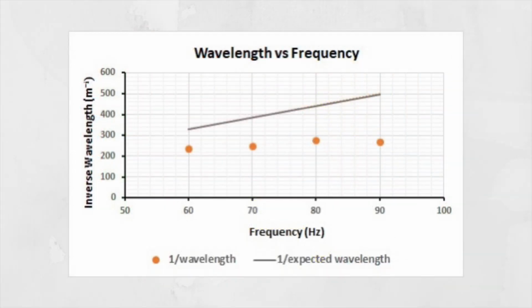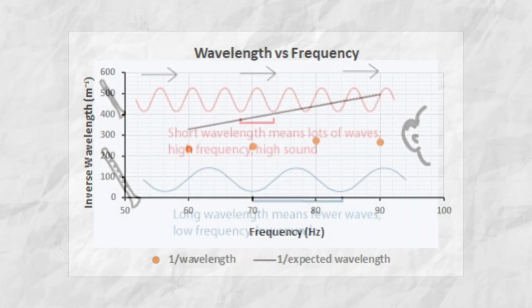The graph here showcases the relationship between frequency and inverse measured wavelength, including the inverse expected wavelength for comparison. There is a proportional relationship between frequency and inverse measured wavelength, which is relatively close to what is expected according to the inverse expected wavelength line.